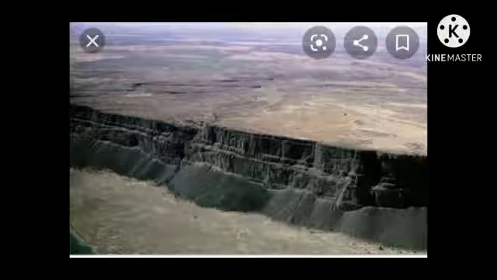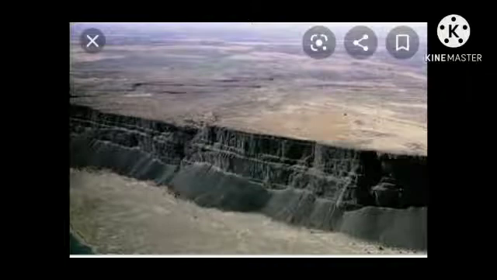A plateau is an elevated flat land. It is a flat top tableland standing above the surrounding areas, as you can see in this picture. A plateau may have one or more sides with steep slopes. The height of the plateau often varies from a few hundred meters to several thousand meters.